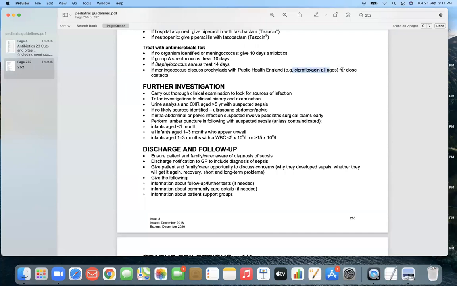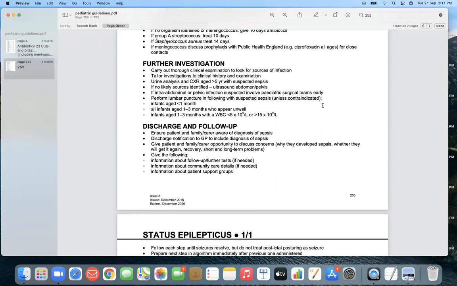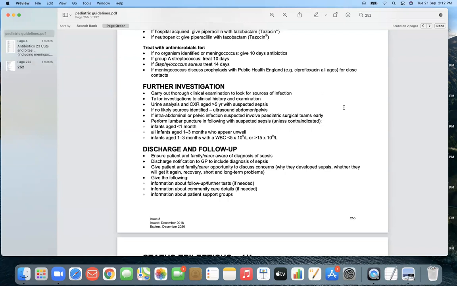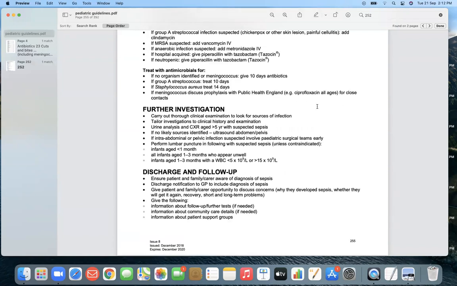If anyone remembers, can tell us the dose. I think it's a single dose as I remember, but can someone comment? Yes. Prophylaxis in meningococcal infection or meningococcal meningitis for close contacts: it's a single dose. Okay, single dose ciprofloxacin.